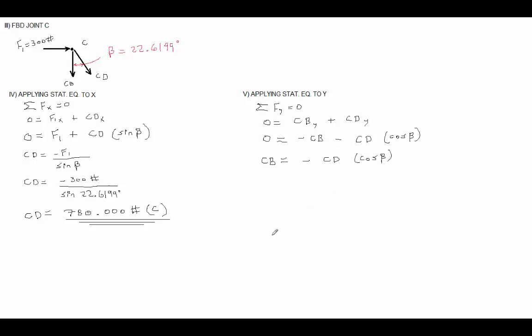Now here's where you have to be especially careful with the method of joints. CD we already solved for, and we saw that it was in compression, which in this case is negative. It's the opposite of what I have drawn in the diagram. So when I plug my value in for CD, that is a negative 780 pounds times the cosine of 22.6199 degrees. So it's actually positive.